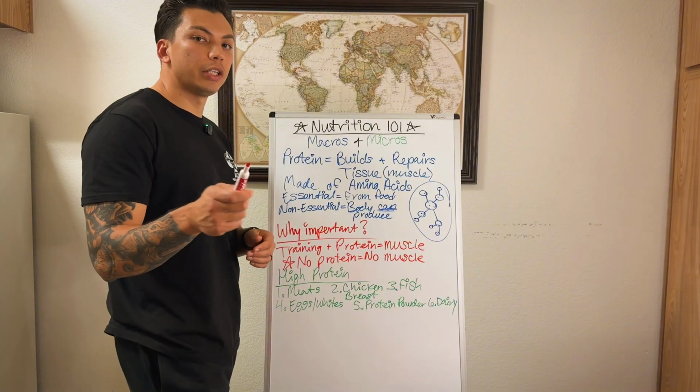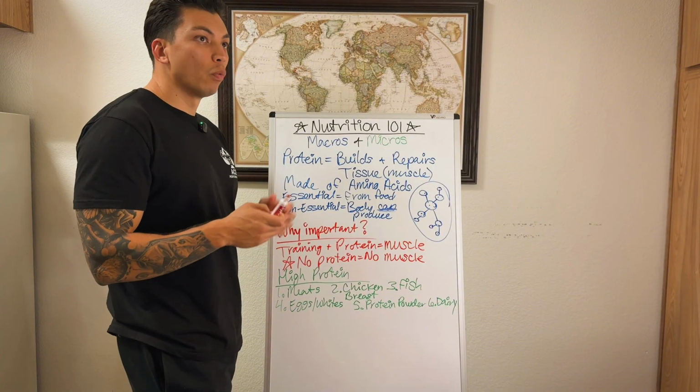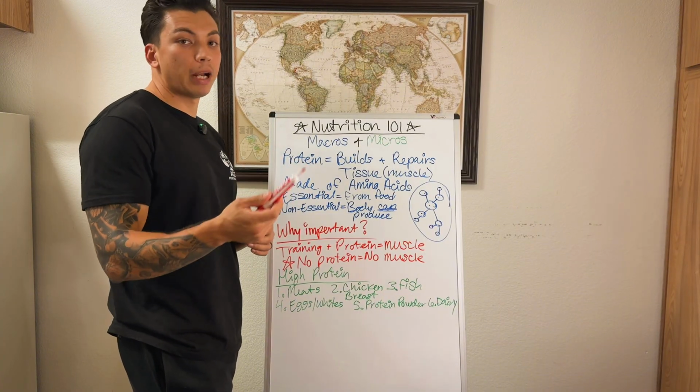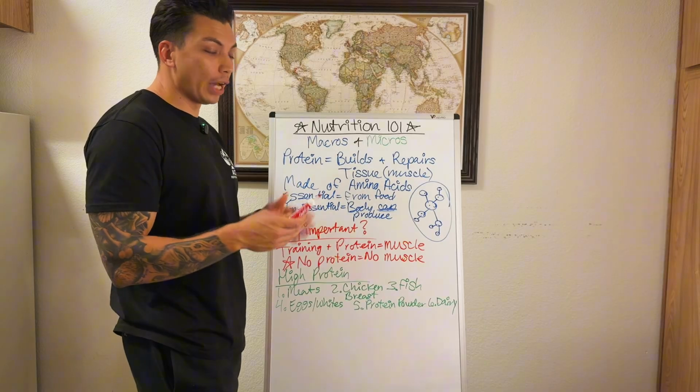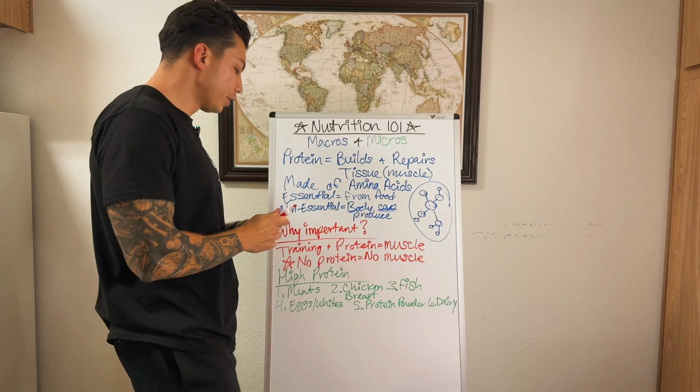I highly recommend getting the Oikos Greek yogurt. One of the little containers has 15 grams of protein for only 90 calories. That is incredible. Okay, so definitely sticking to those.